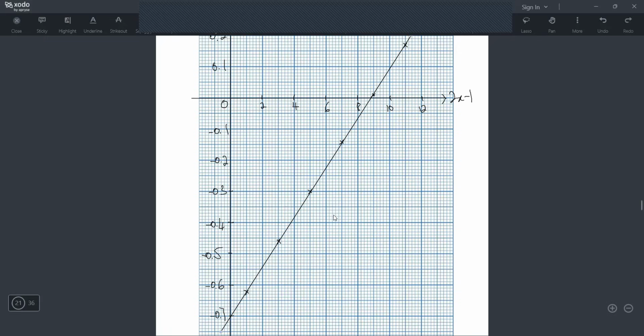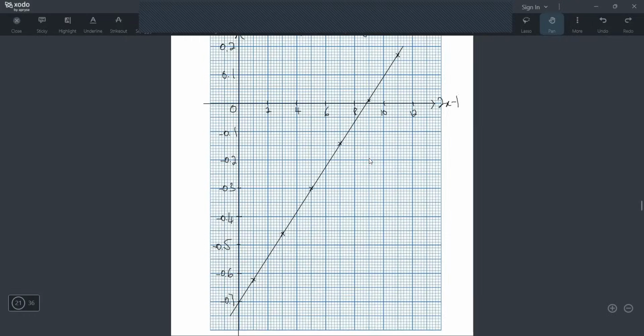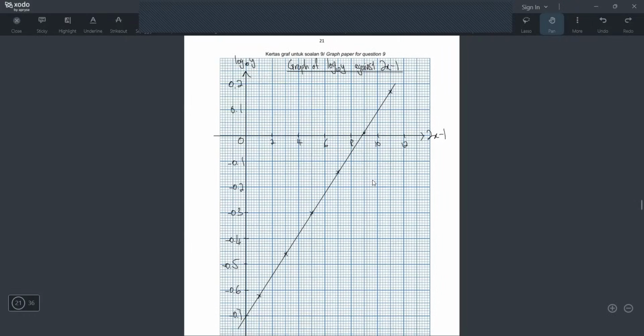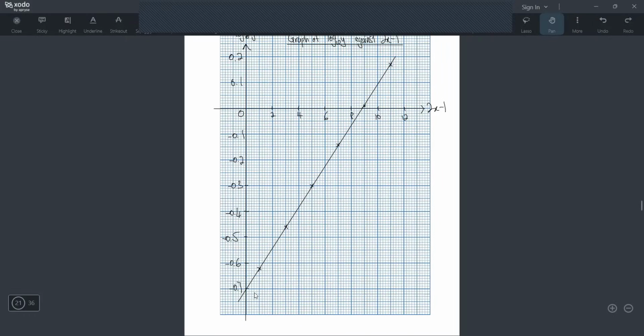Okay, I think this is enough, right? It's good enough. It looks like it touches all the points. Even if it doesn't touch, it's very, very near. So I think this is definitely the line of best fit already. And make sure you draw until the y-axis, because you need to use the y-axis later for your part C working.